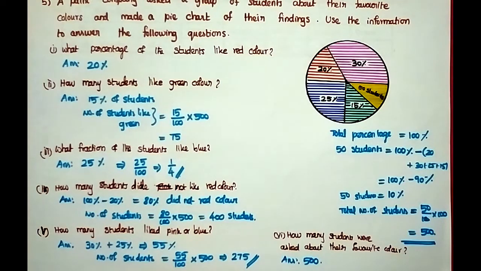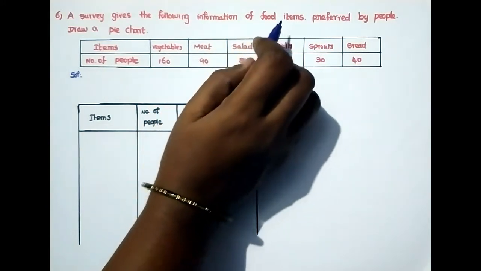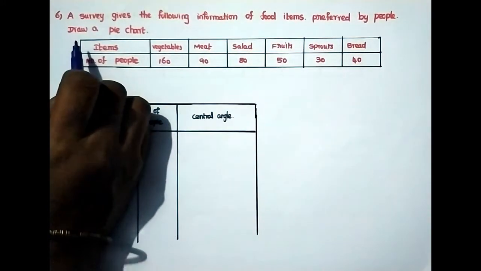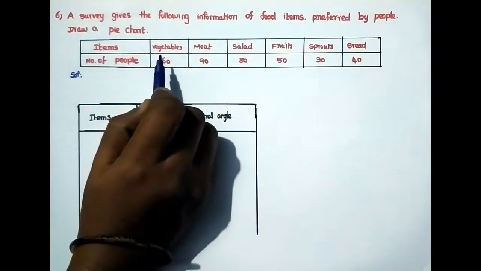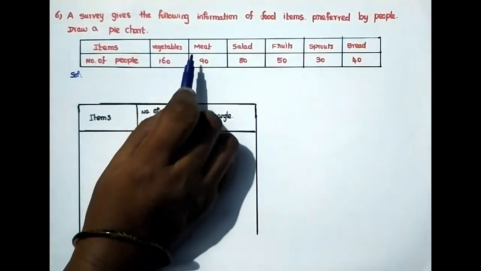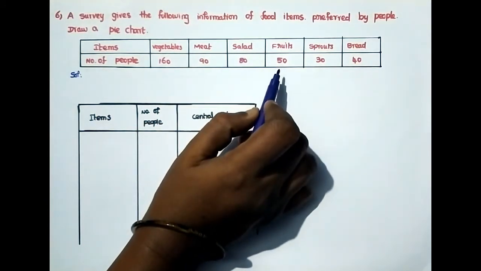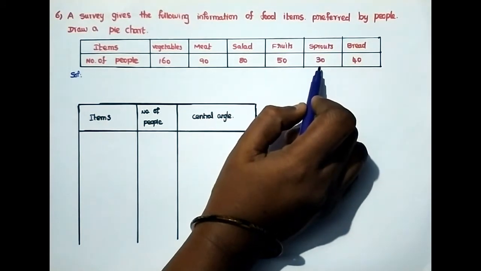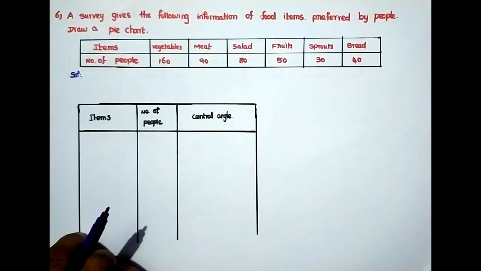That is the answer. Sixth sum, the survey gives the following information of food items preferred by the people. Draw a pie chart. They gave the items and number of people. Vegetables 160 people, meat 90, salad 80, fruits 50, sprouts 30, bread 40 people. So from that we have to find out the central angle and then draw the pie chart.